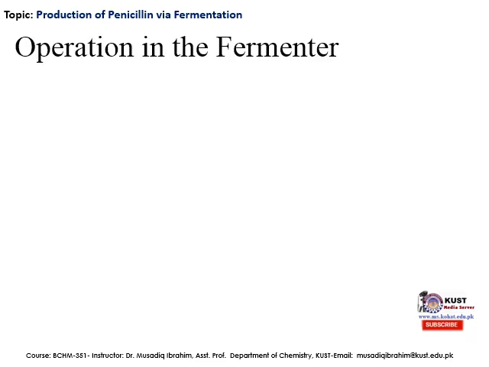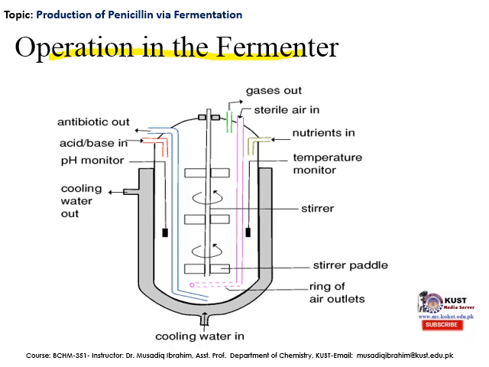Now moving towards the operation in the fermenter. So this is the general structure of the fermenter and its different parts. First of all is the gases out. So there is an outlet which is responsible for the gases which are produced during the process of fermentation, to let them out through this outlet.